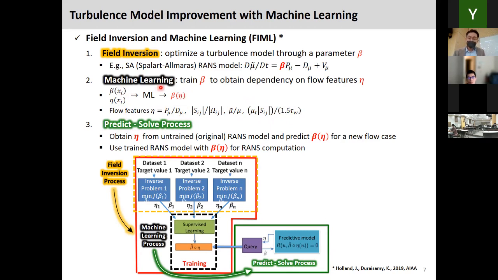So from the machine learning technique, we got the beta as a function of eta. Then for a new test case, we simply run the original RANS model in the RANS simulations, then obtain this flow feature eta. Then using this machine learned neural network part, we get this data from the machine learned part. Then we use this data in the new turbulence model, the new optimized model, and use this model in the RANS calculation to get better RANS results.